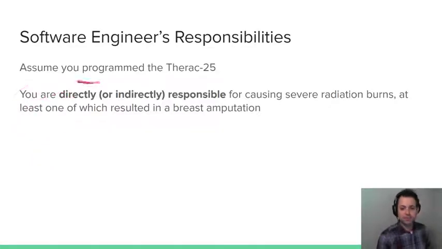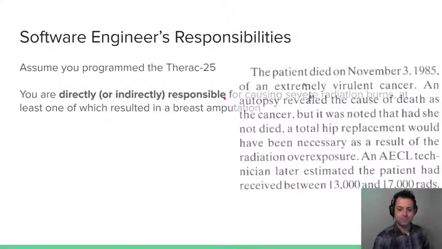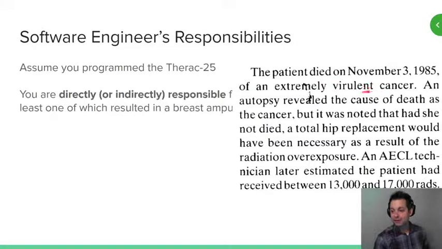So I want you to put yourself in the shoes of this programmer. I programmed the Therac 20, which was ported over to the 25. I now know that I caused severe radiation burns. I know that somebody had to have one of their breasts amputated. Somebody died of an extremely virulent cancer because they were massively overexposed. So you know that you're responsible for this and you have to live with that. I don't know what the legalities were behind the scenes here. I have to assume there was some action taken because there was some negligence here.